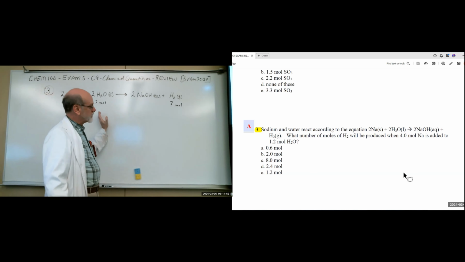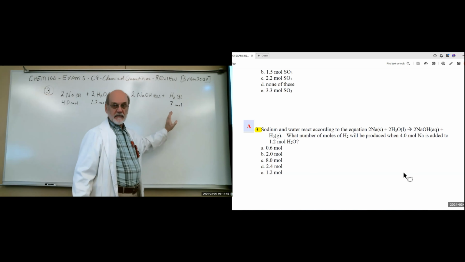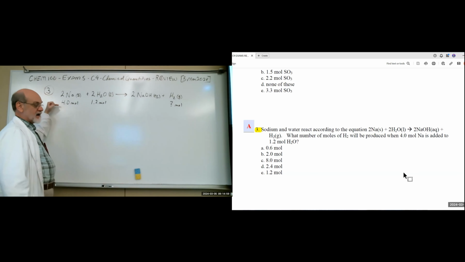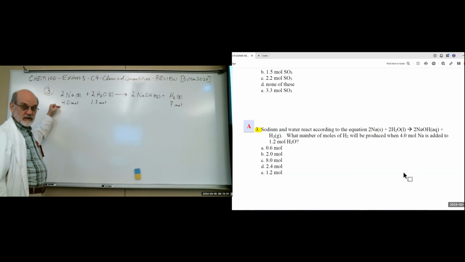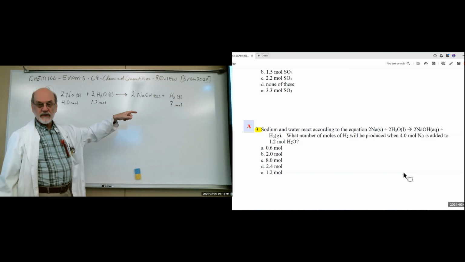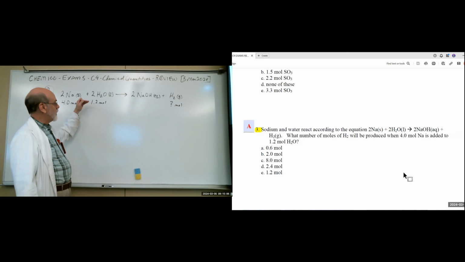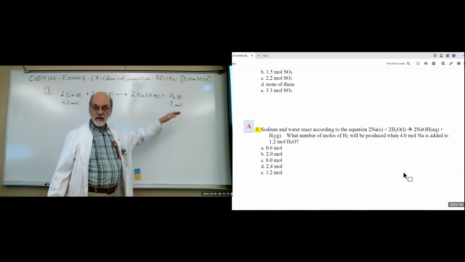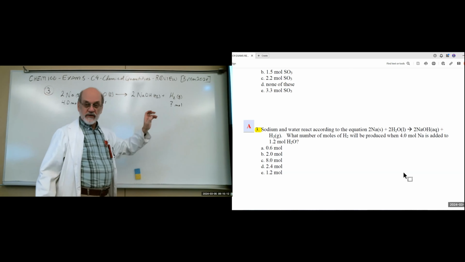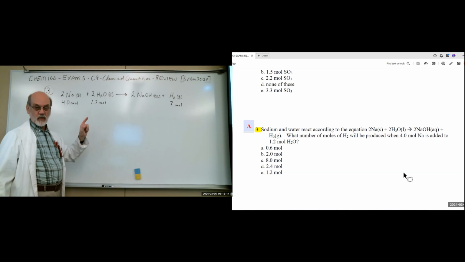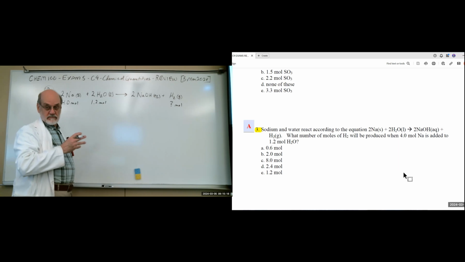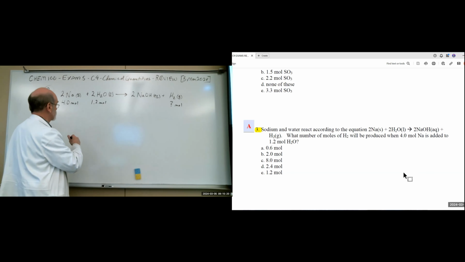So since we want to know a product, the best way to handle this is to say, if all of this sodium is consumed, how much hydrogen will it produce? And then if all of this water is consumed, how much hydrogen will it produce? And the one that produces the least amount is the limiting one. And that will give us our answer from the calculations themselves.